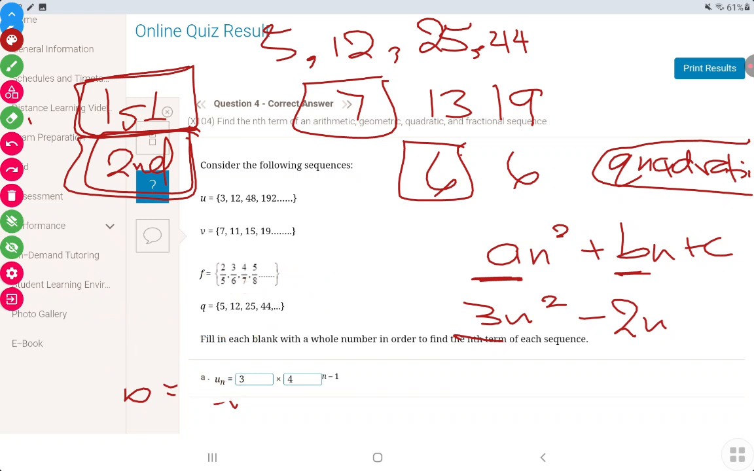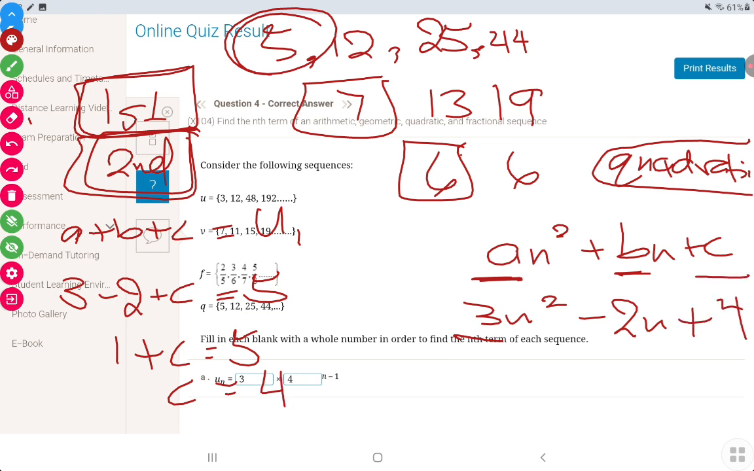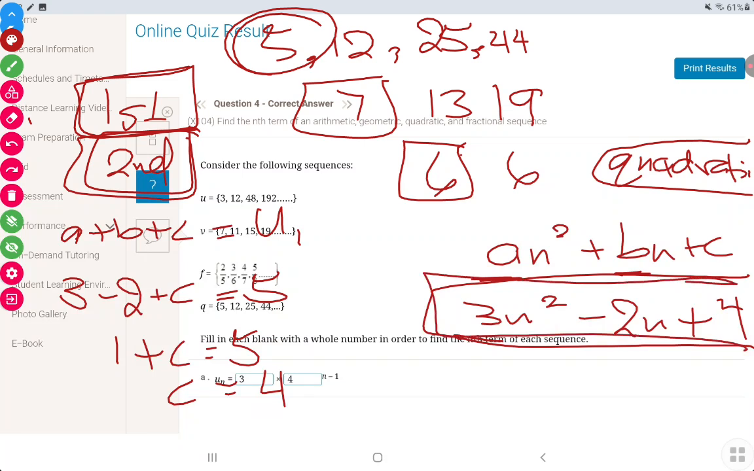sequence, the formula for c is a plus b plus c equals u1. u1 is the first term in the sequence, which is 5. And then c is what we're trying to find. b is negative 2, and a is 3. So 3 minus 2 plus c equals 5. 3 minus 2 is 1, plus c equals 5. c is equal to 5 minus 1, which is 4. So plus 4. So the general term of this quadratic sequence is 3n squared minus 2n plus 4.